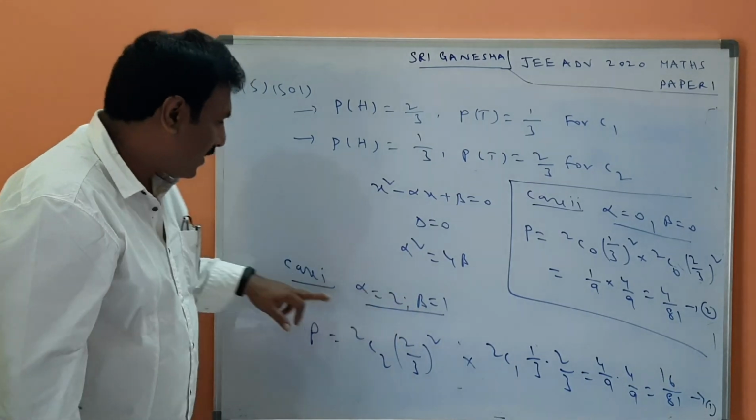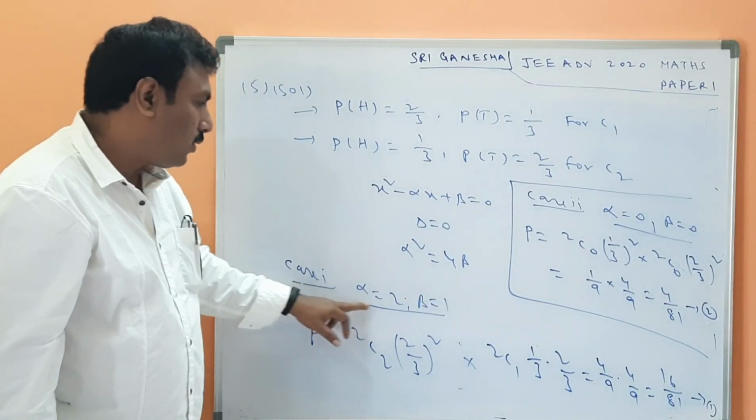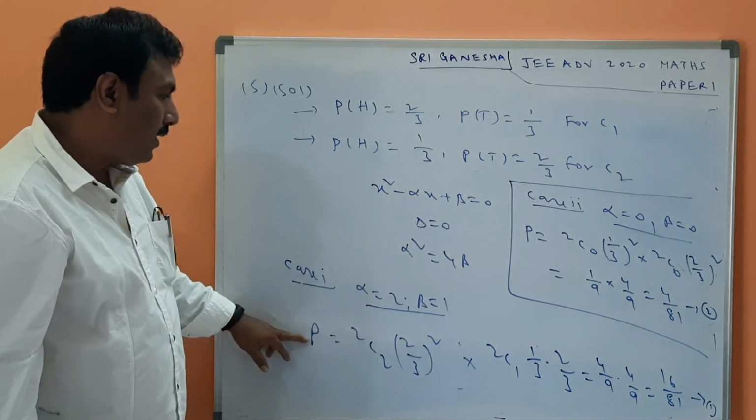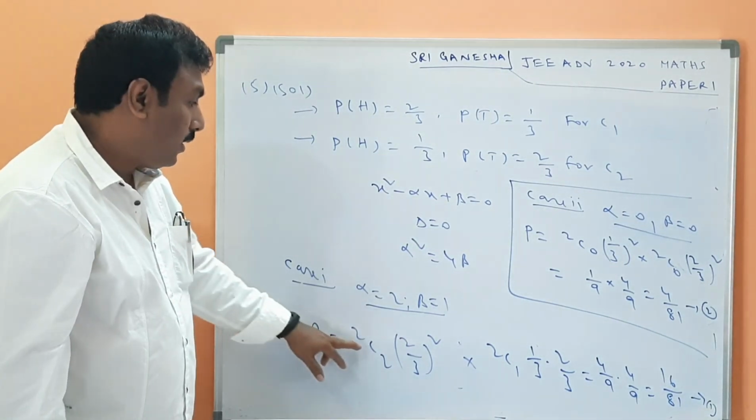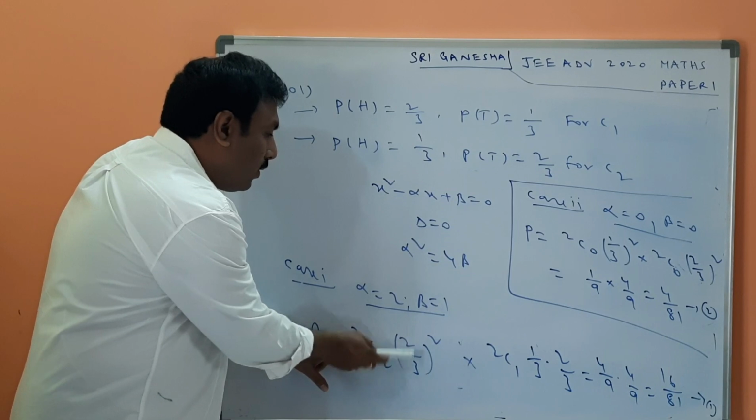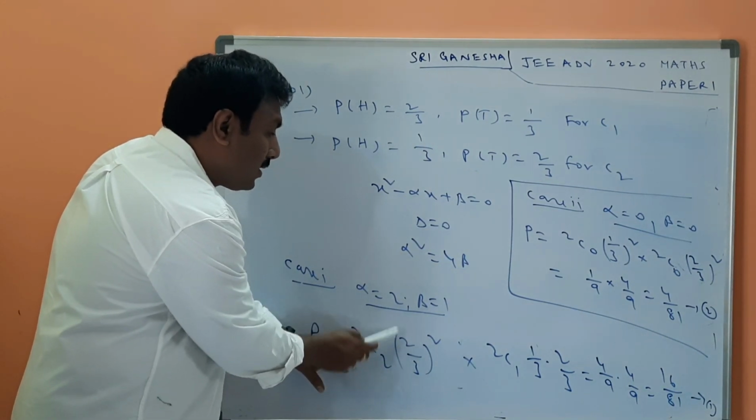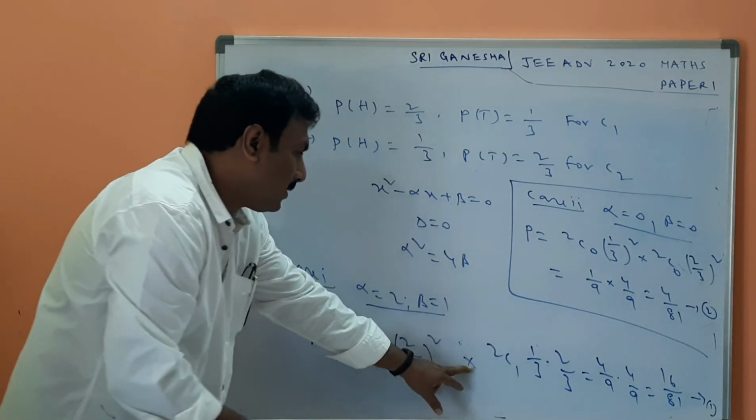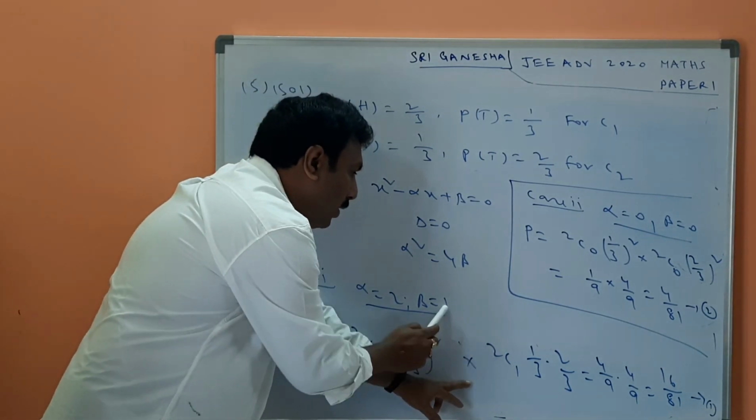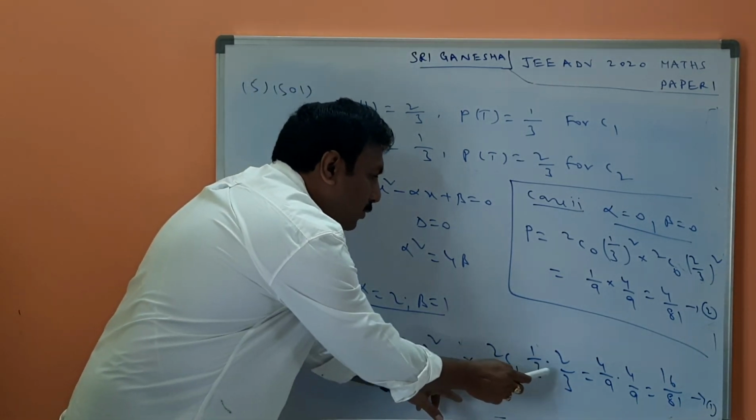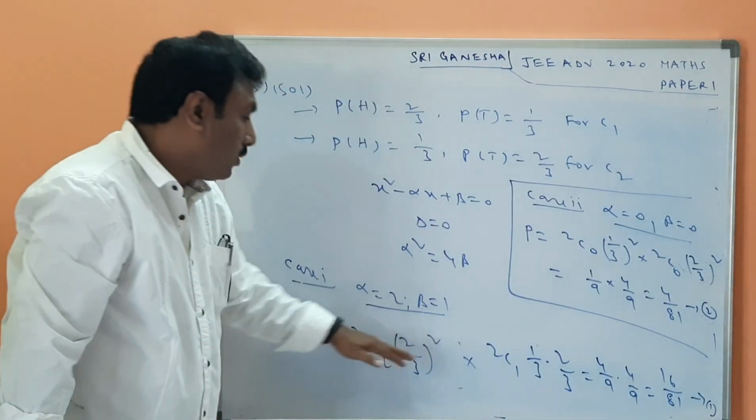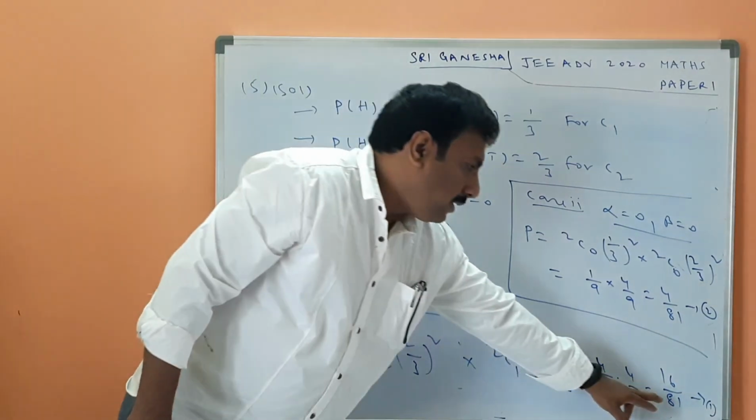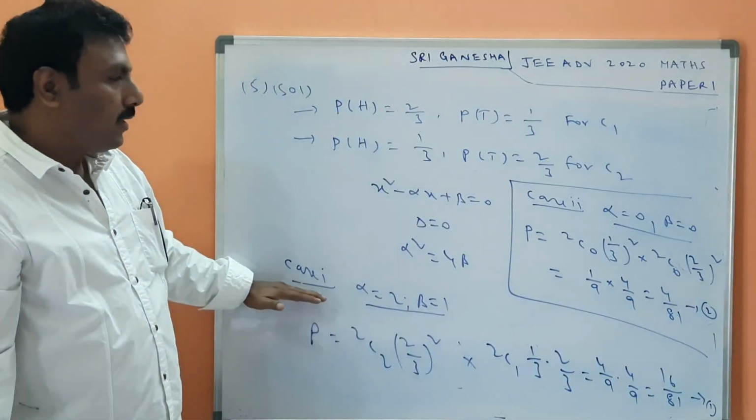Now alpha 2, beta 1 is the first case. Case 1, alpha is equal to 2, beta is equal to 1 will satisfy this equation. So for that, the probability by binomial distribution is 2c2 into 2 by 3 whole square, because two heads for alpha, into, because they are independent cases, 2c1 because only one head, 2c1 into 1 by 3 into 2 by 3. So multiplying all these, we are getting 4 by 9 into 4 by 9 is equal to 16 by 81. It is case 1.